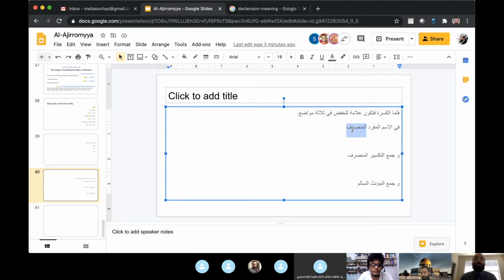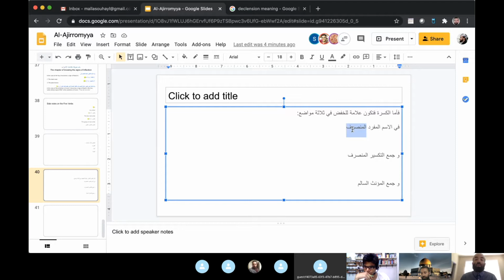Now, the way we call it is fully declinable and partially declinable. So if a noun is al-munsarif, that means it accepts all diacritical marks: tanween, fatha, kasra, dhamma, everything. If a noun is not munsarif, it means it does not accept tanween, nor does it accept kasra.